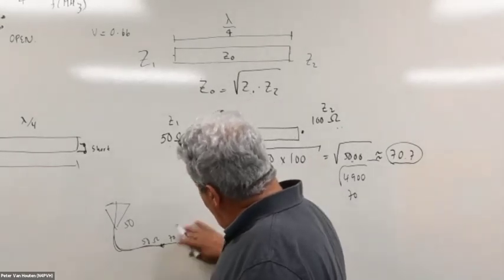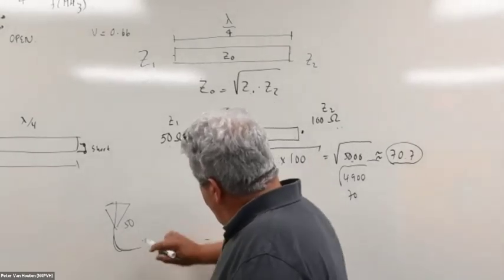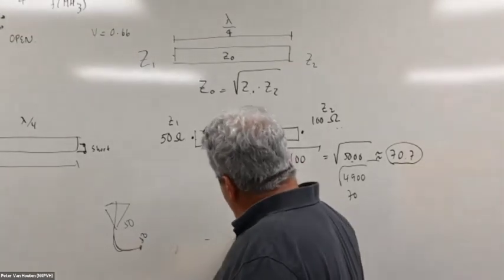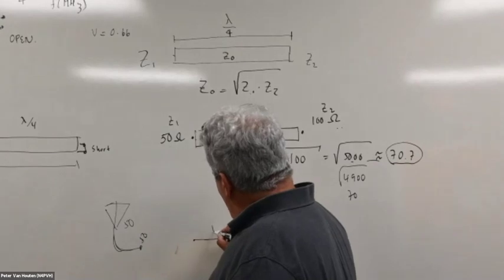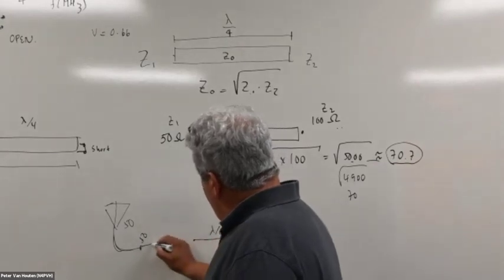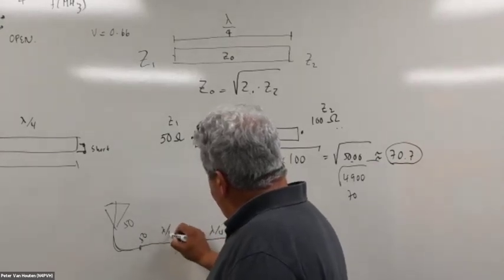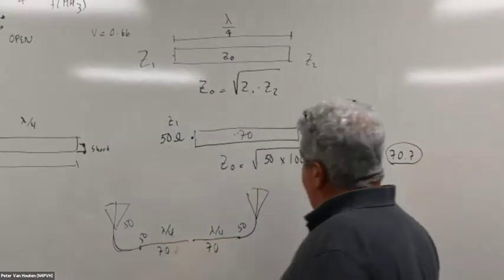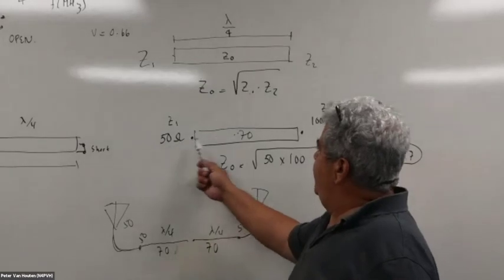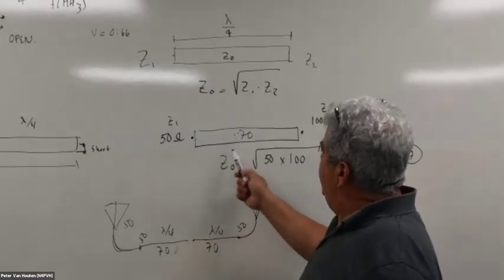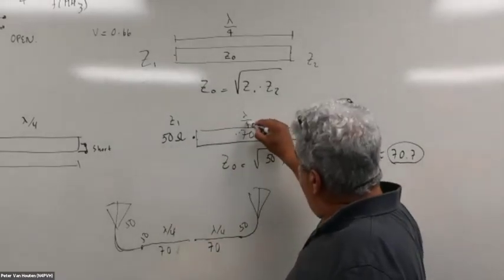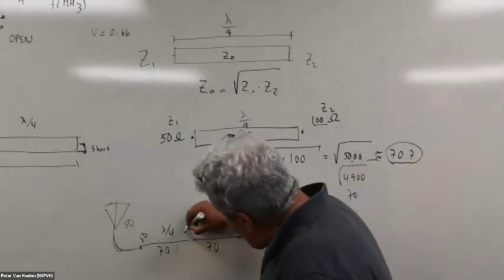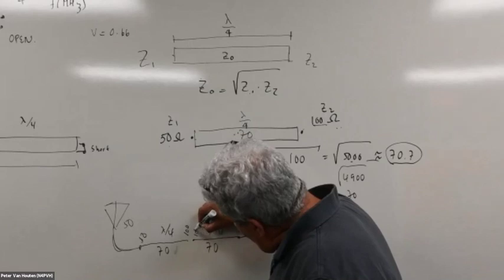So let me put this a little bit longer, more space. I got 50 ohms here and 50 ohms here. Then I put a transmission line which is a quarter wave, and this one too is a quarter wave, and they are both 70 ohms. So what's going to happen? If I have 50 ohms here and I put a line that is 70 ohms and a quarter wave, it's going to turn into 100. So I'm going to have 100 ohms here and 100 ohms here.